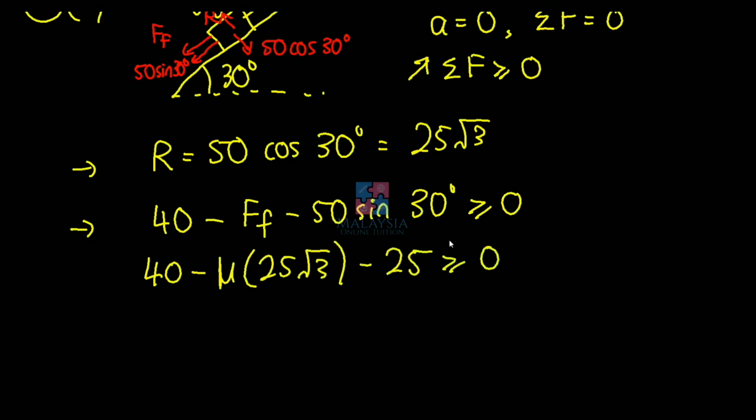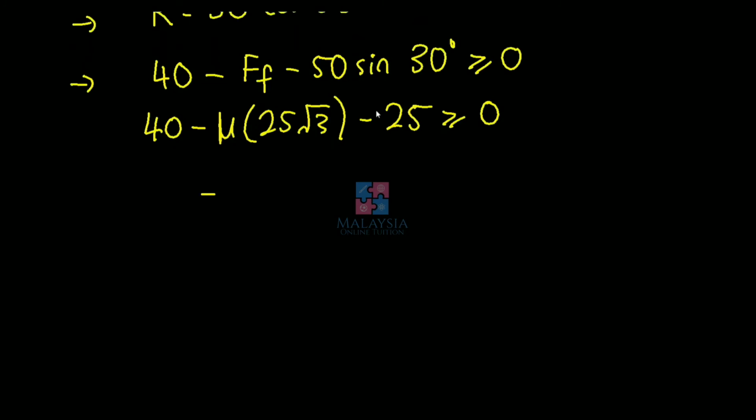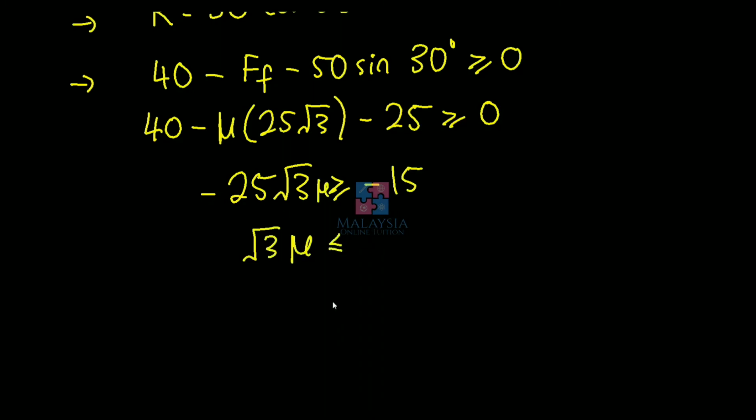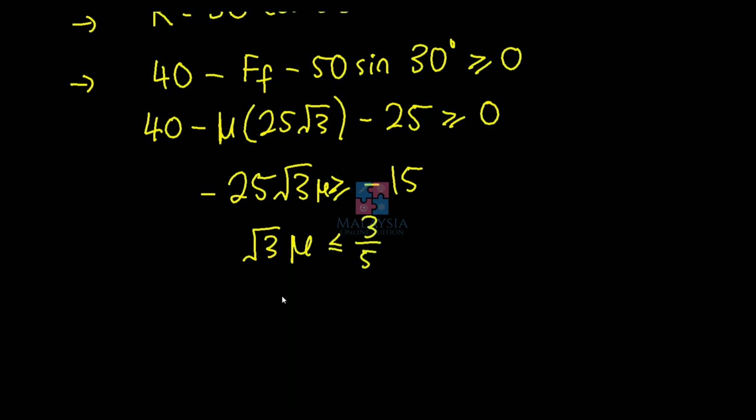So we can shift everything other than the mu to the right hand side, leaving the mu on the left hand side. By the way, I forgot, we can factorize out our 25 later, but I think we don't have to do that yet. So negative 25 root 3 mu to be bigger than or equal to 25 minus 40, that will be negative 15. Since you remove this negative, you will have root 3 mu less than or equal to 15 over 25, that will be 3 over 5. And finally, mu must be less than or equal to 3 over 5 divided by root 3.